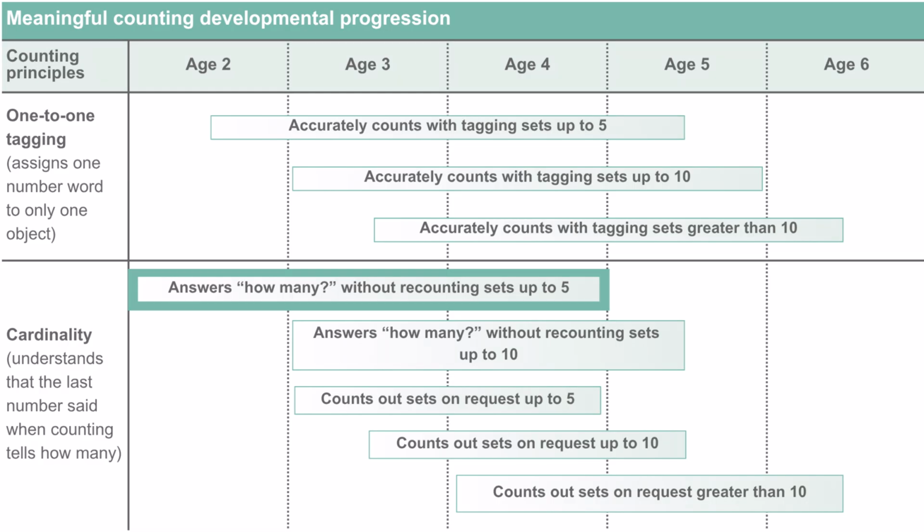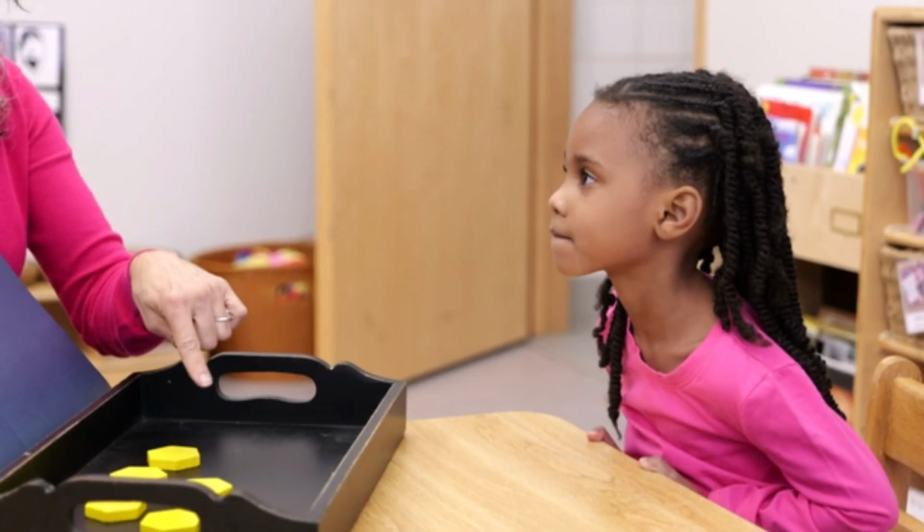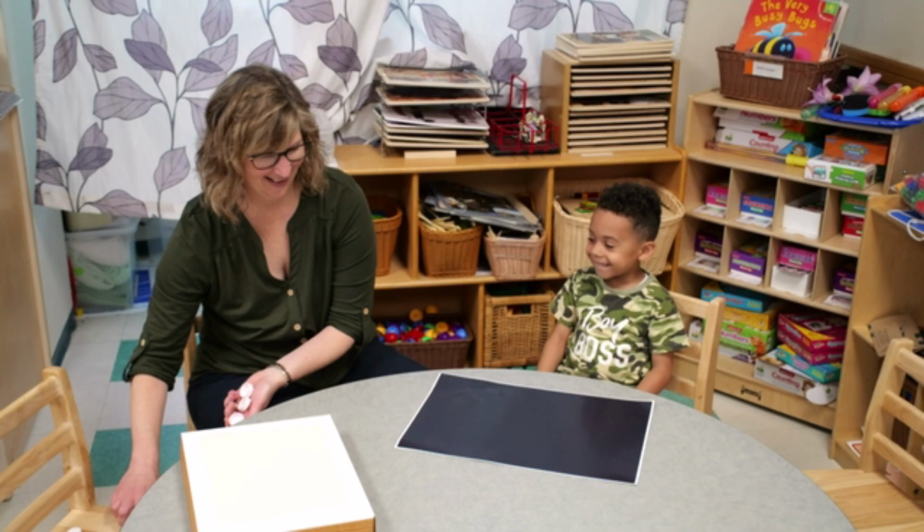Based on your observation and the number and operations and meaningful counting developmental progressions, what should be the teacher's next step with Kiari? Pause the video and jot down your thinking in your teacher learning journal. Kiari's teacher should continue to provide opportunities for Kiari to practice subitizing and counting small quantities. This will help Kiari build her cardinal understanding. Now, let's watch a video of a different child engaged in a counting activity. Ready?